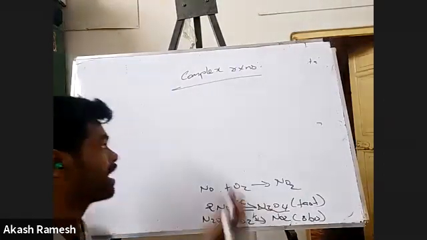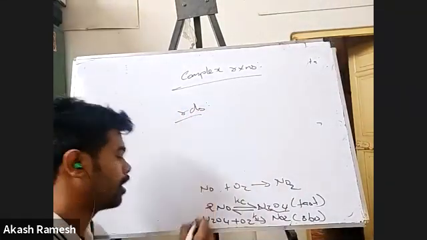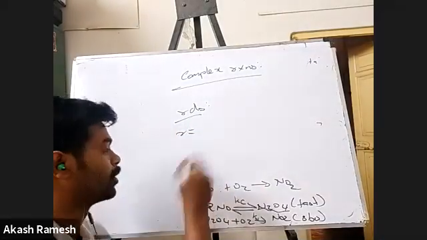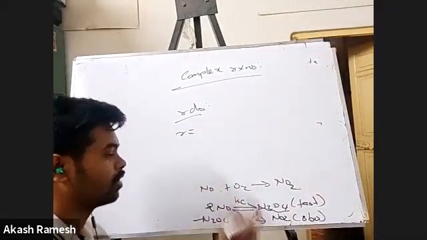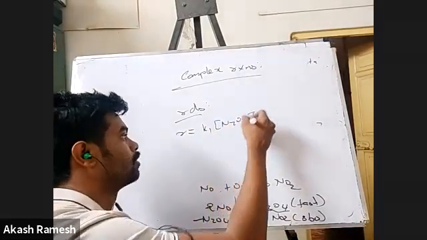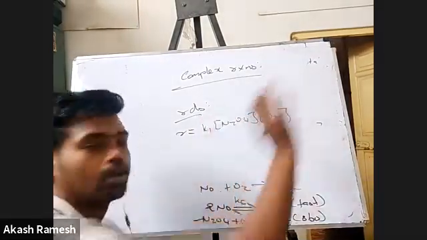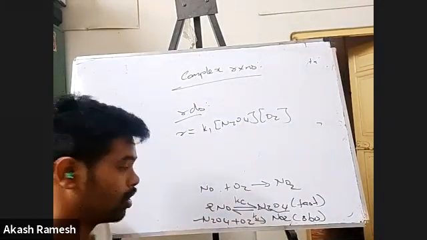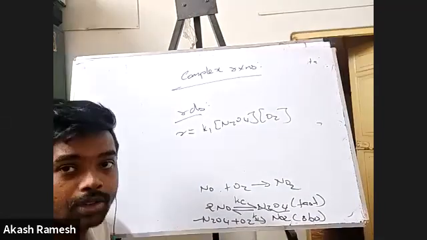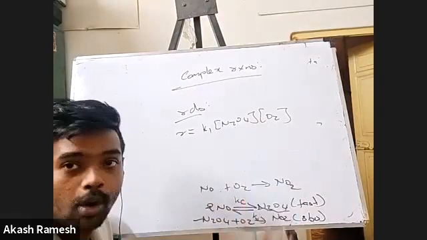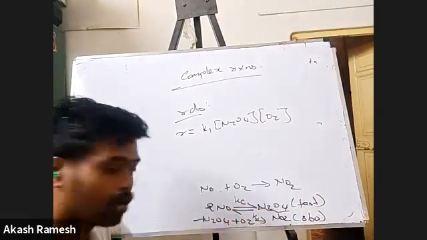If I take the RDS, the rate determining step is the second step, right? How will I write it? R is equal to K2, the rate constant, into the concentration of N2O4 into the concentration of O2. No issues, right? But again, you see I have N2O4 present and I don't want that. What will I do? I'll go for the previous step.